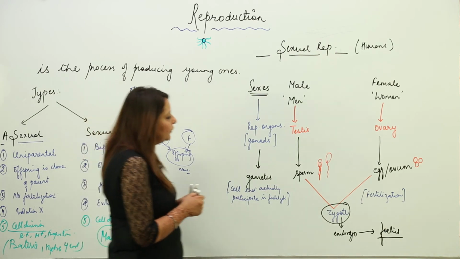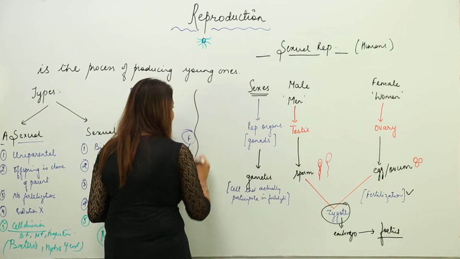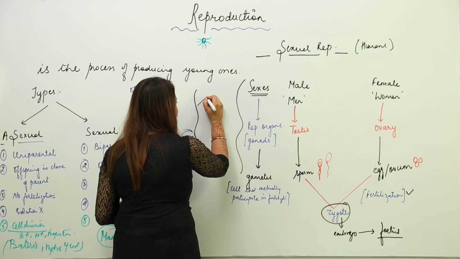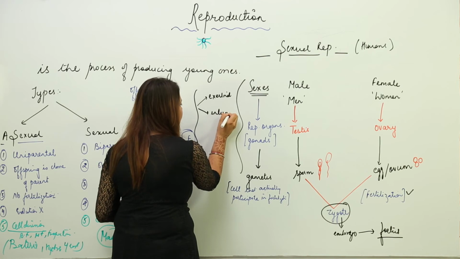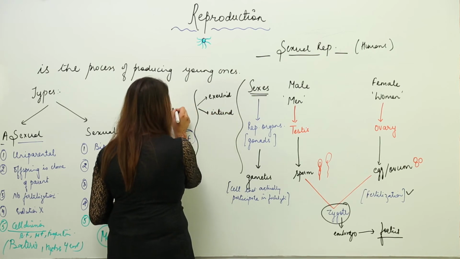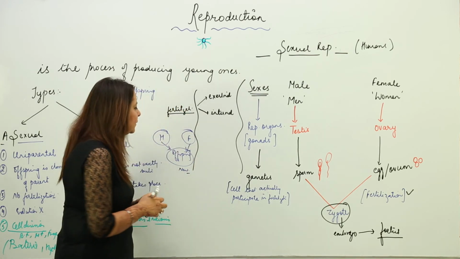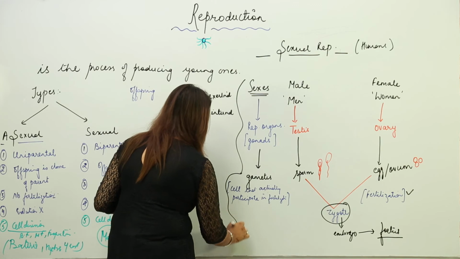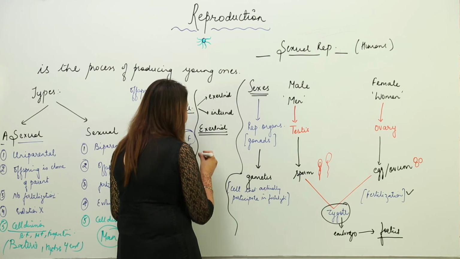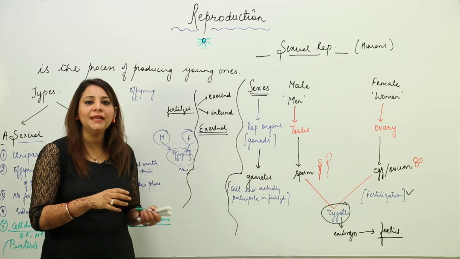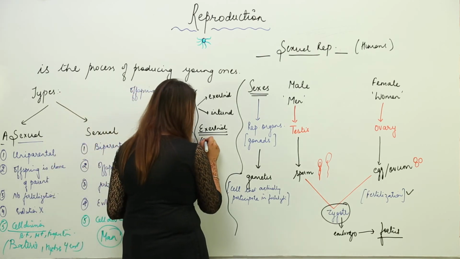Now, when we talk of fertilization, you know that fertilization is basically of two types. That is external fertilization and internal fertilization. So what is the difference between the two? See, external fertilization is that in which the fusion of sperm and egg takes place outside the parent's body. For example, it is seen in aquatic animals.